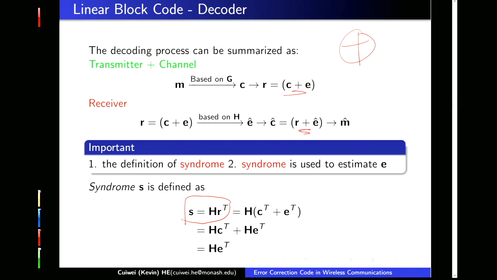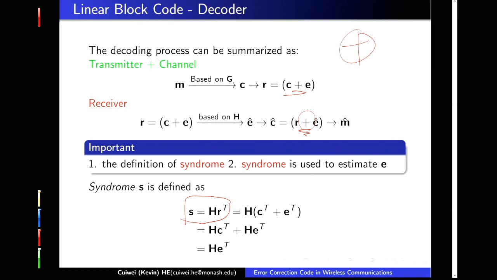Yeah, this one is still plus. So you can check that. You say that R equals C plus E, and C equals R minus E, but it's modulo 2. It's not the normal plus. You can double check that.